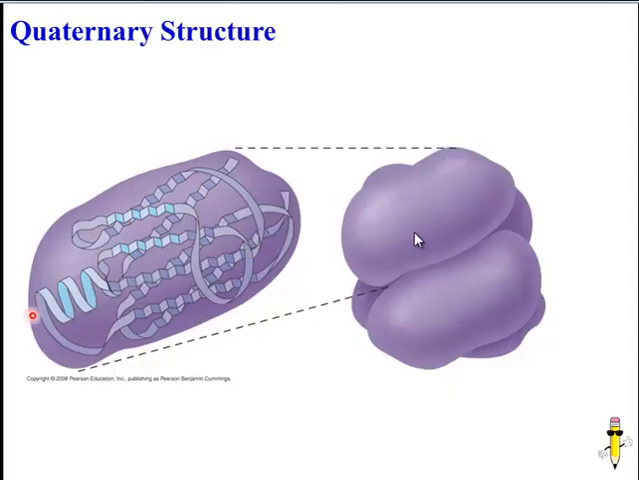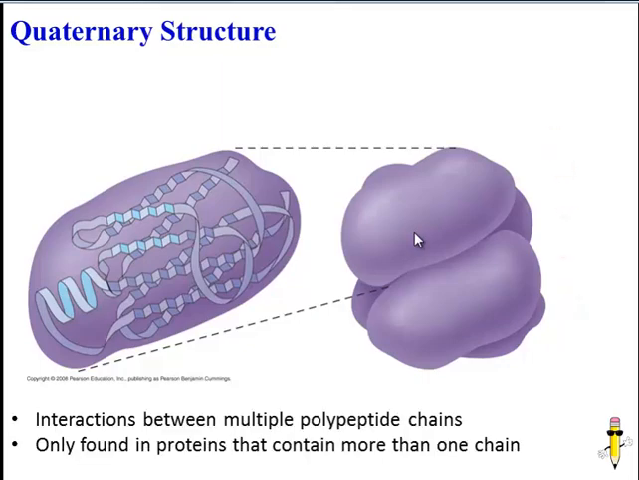This is just one fully folded polypeptide, but in the case of hemoglobin, we need 4 of them, 1, 2, 3, 4, to come together to make a complete protein. So quaternary structure is when the multiple polypeptide chains interact with each other. And again, you only find this in complex proteins that have more than one polypeptide chain.